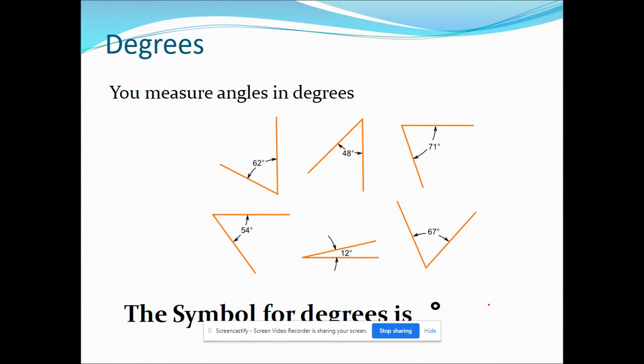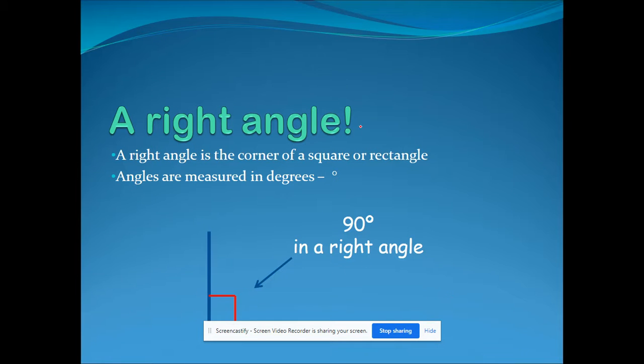Now, you measure angles in degrees. Very, very important. Just the way you measure your length in centimeters, you measure your angles in degrees. And down here, you have the symbol of degree. We have different kinds of angles, so we'll be looking at them one after the other.